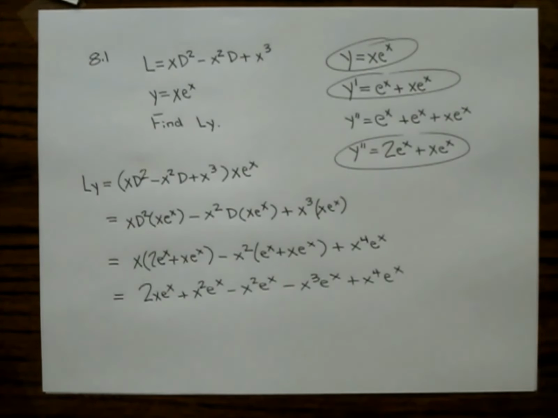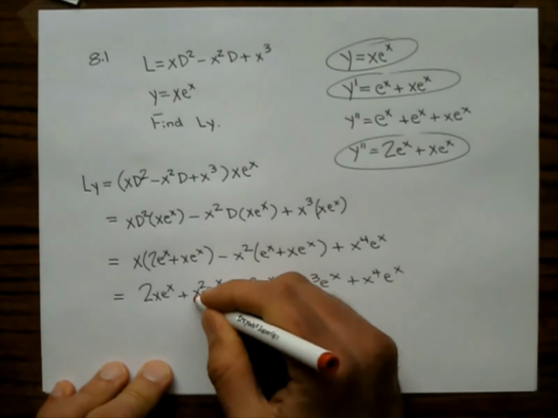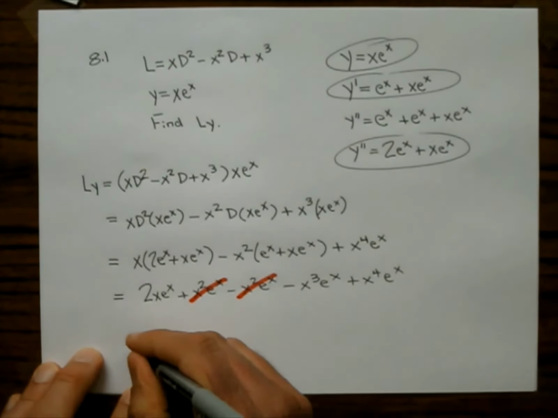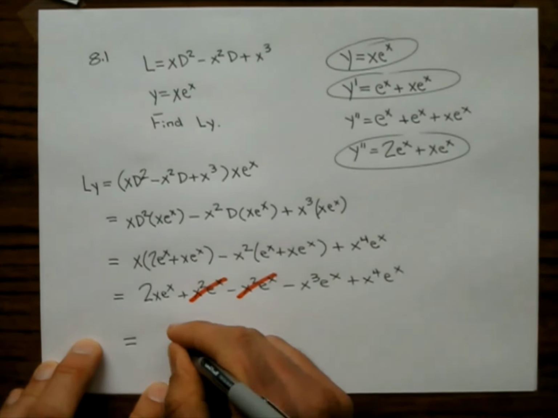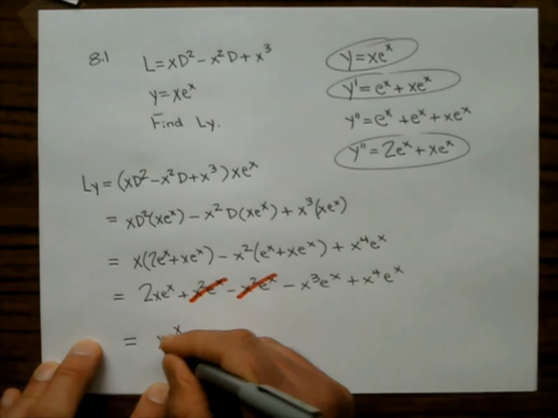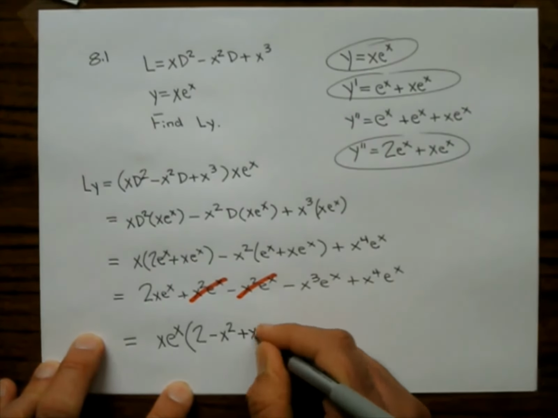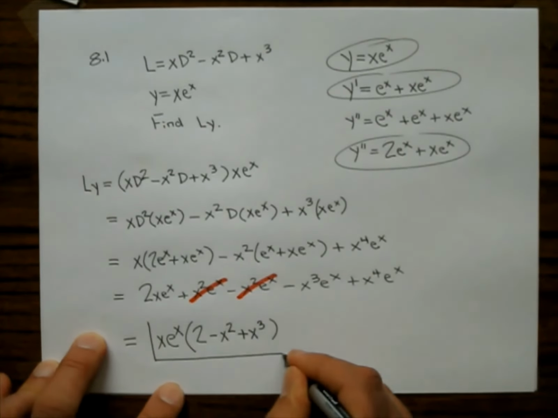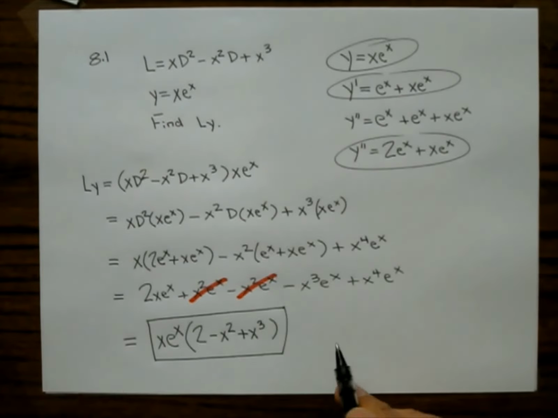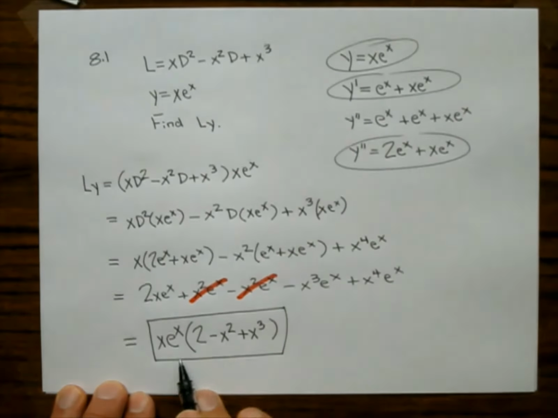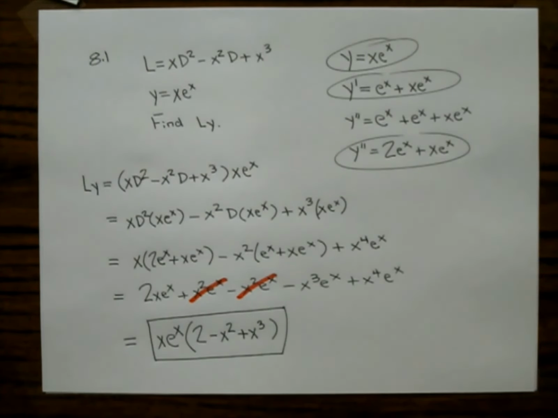What happens here? Well, on this one, these guys cancel, and you can write your answer like that. Because I'm lazy, I'm going to factor out, you don't have to, an e to the x and maybe an x e to the x. And then I have 2 minus x squared and then plus x cubed. So it all comes back to linear algebra. You have a vector here, and you sent it through this linear transformation, and now you have this vector right here.